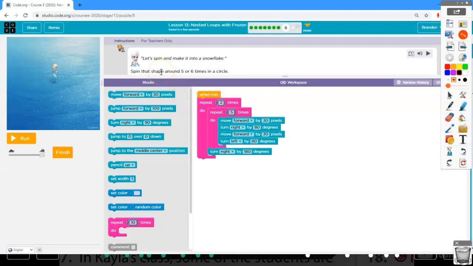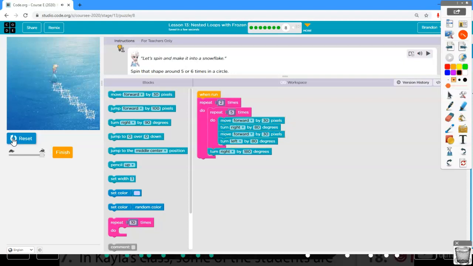Now it says spin that shape around 5 or 6 times in a circle. So what do we need to do? Well, after we've done this staircase that turns into a rhombus, it says we need to spin around 5 or 6 times. So we need her to turn 5 or 6. Remember, 360 divided by 6 is 60. 360 divided by 5 is 72. So let's start out with 5, which would be 360 divided by 5 is 72.